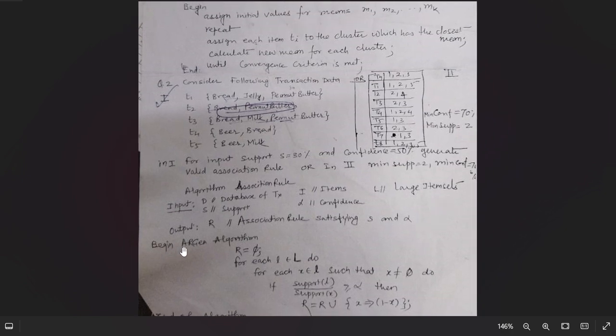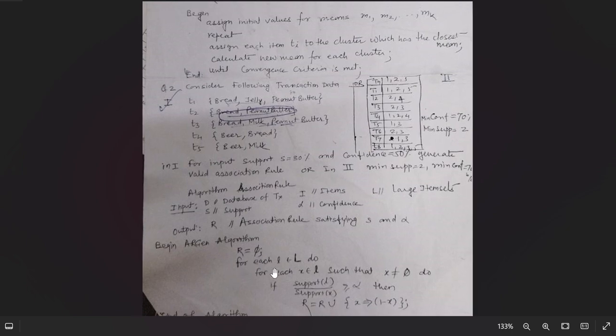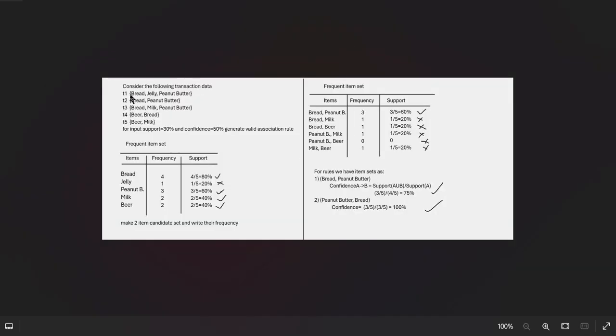Okay, now begin the Apriori algorithm for each. This is the algorithm we have been given. We have to follow this and solve the question. So this is the algorithm we have given, and let's begin with the solution. This is the solution here.